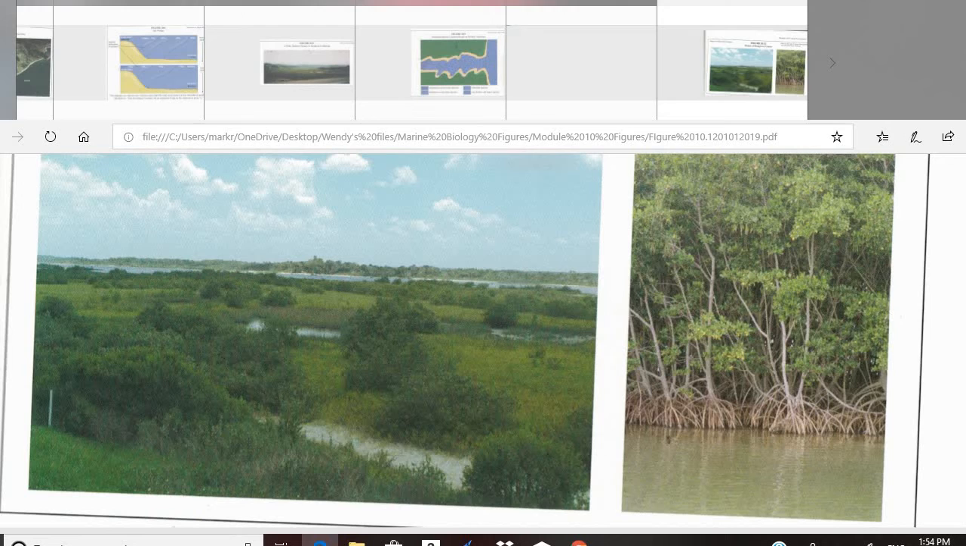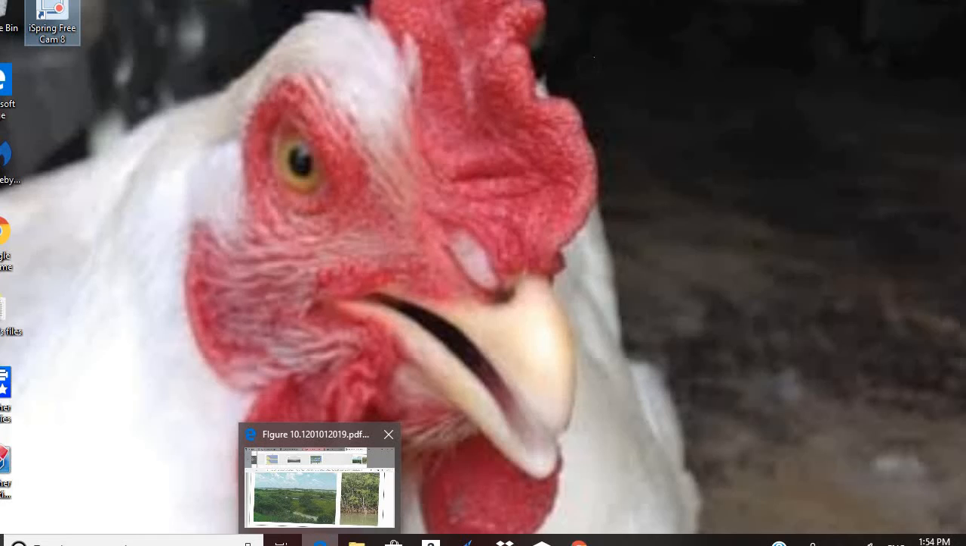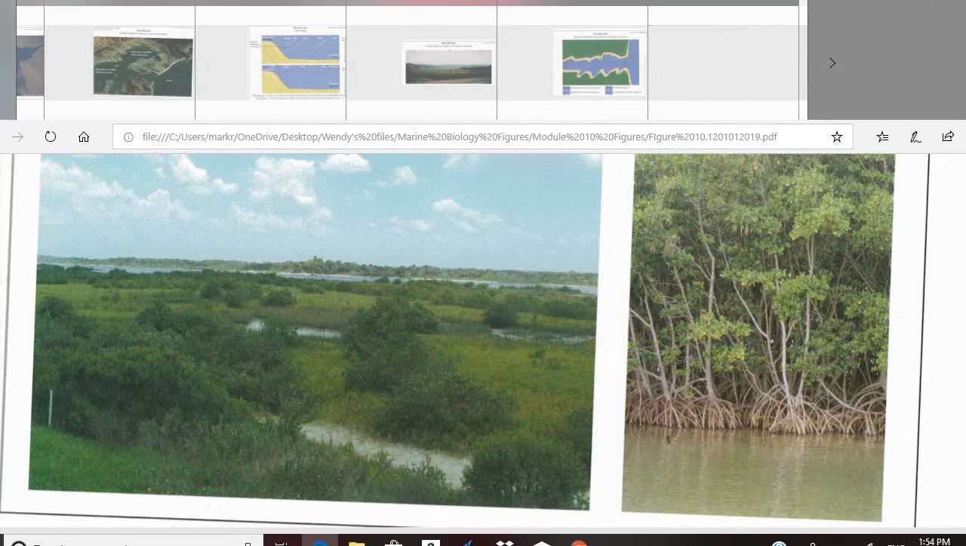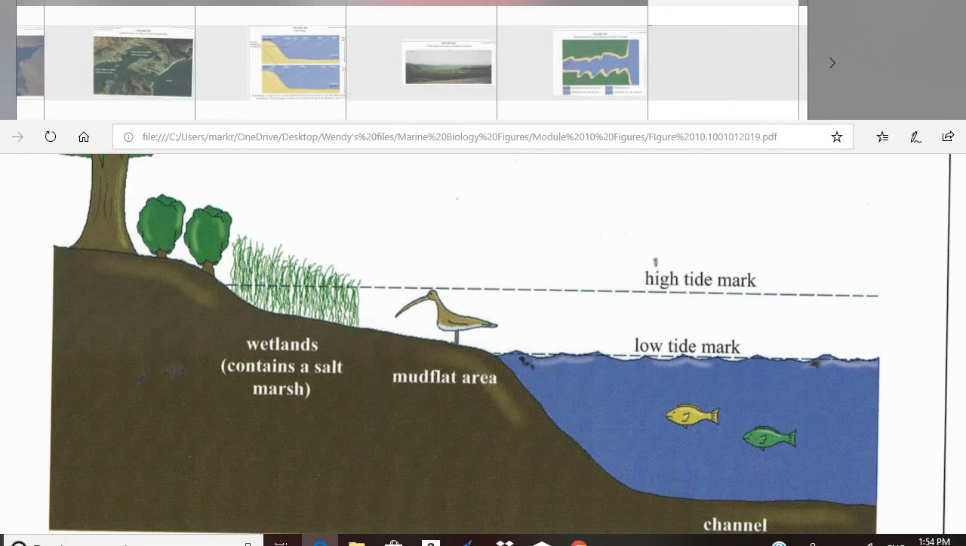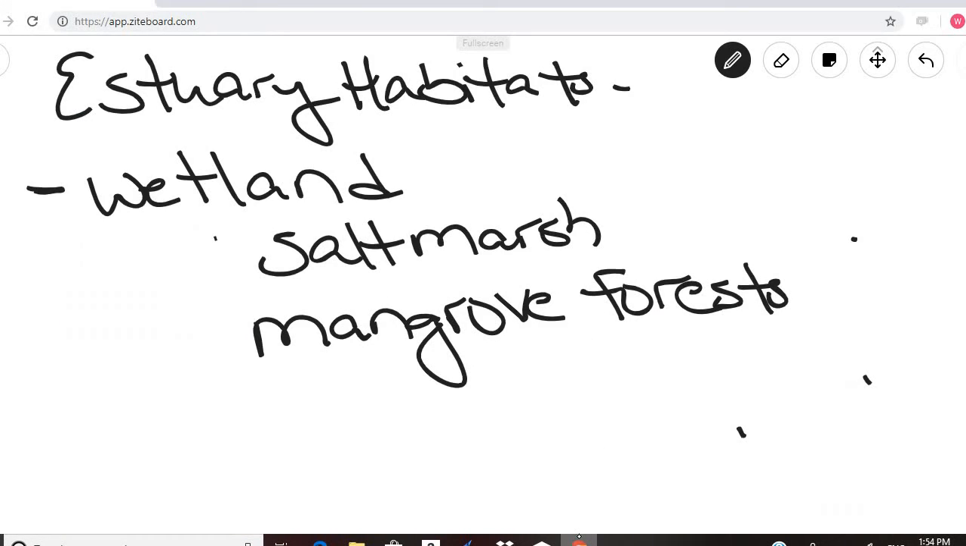Then the other thing on this previous picture we saw was this mud flat area. So within an estuary, there can be wetlands. Then there are mud flat areas.